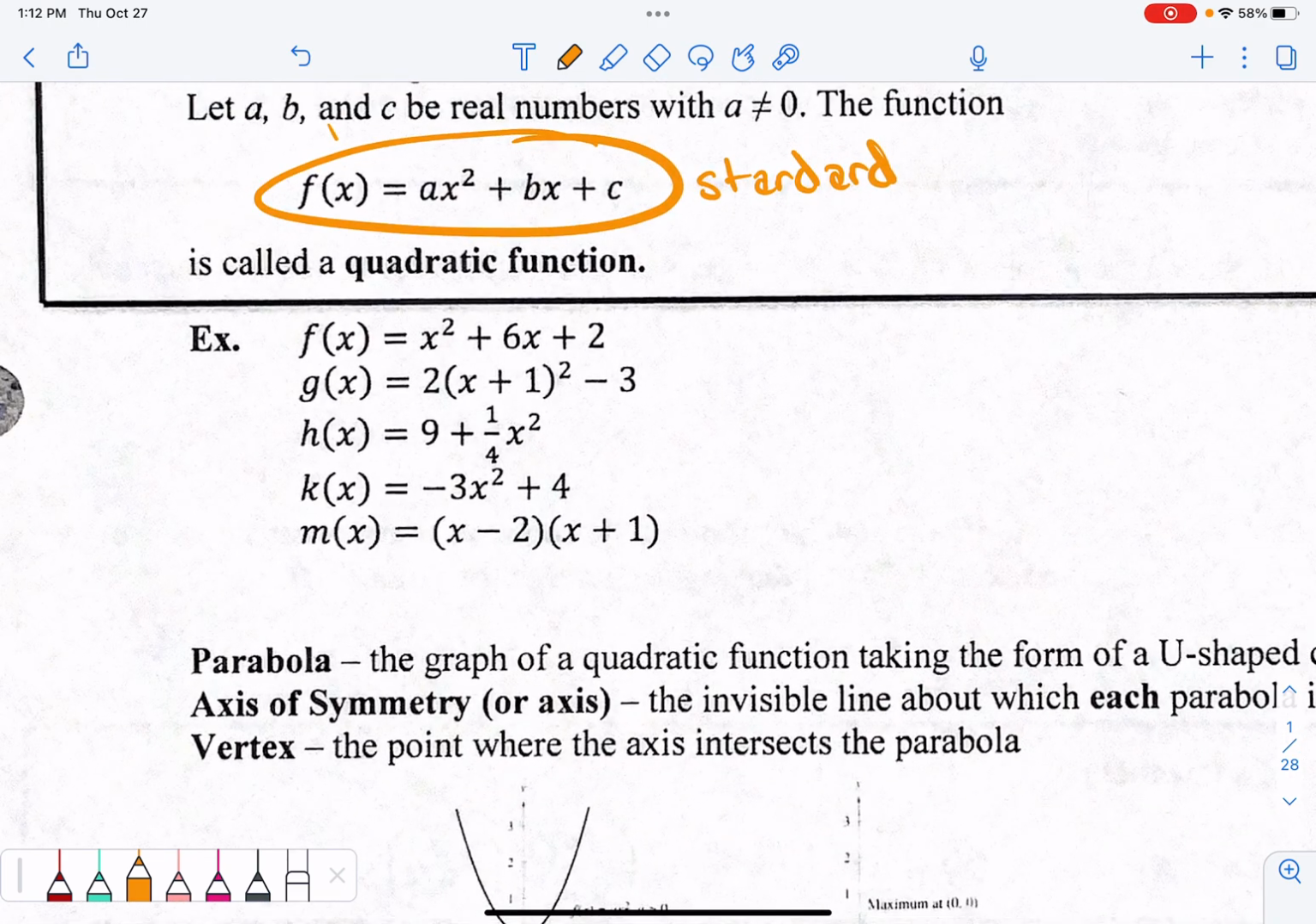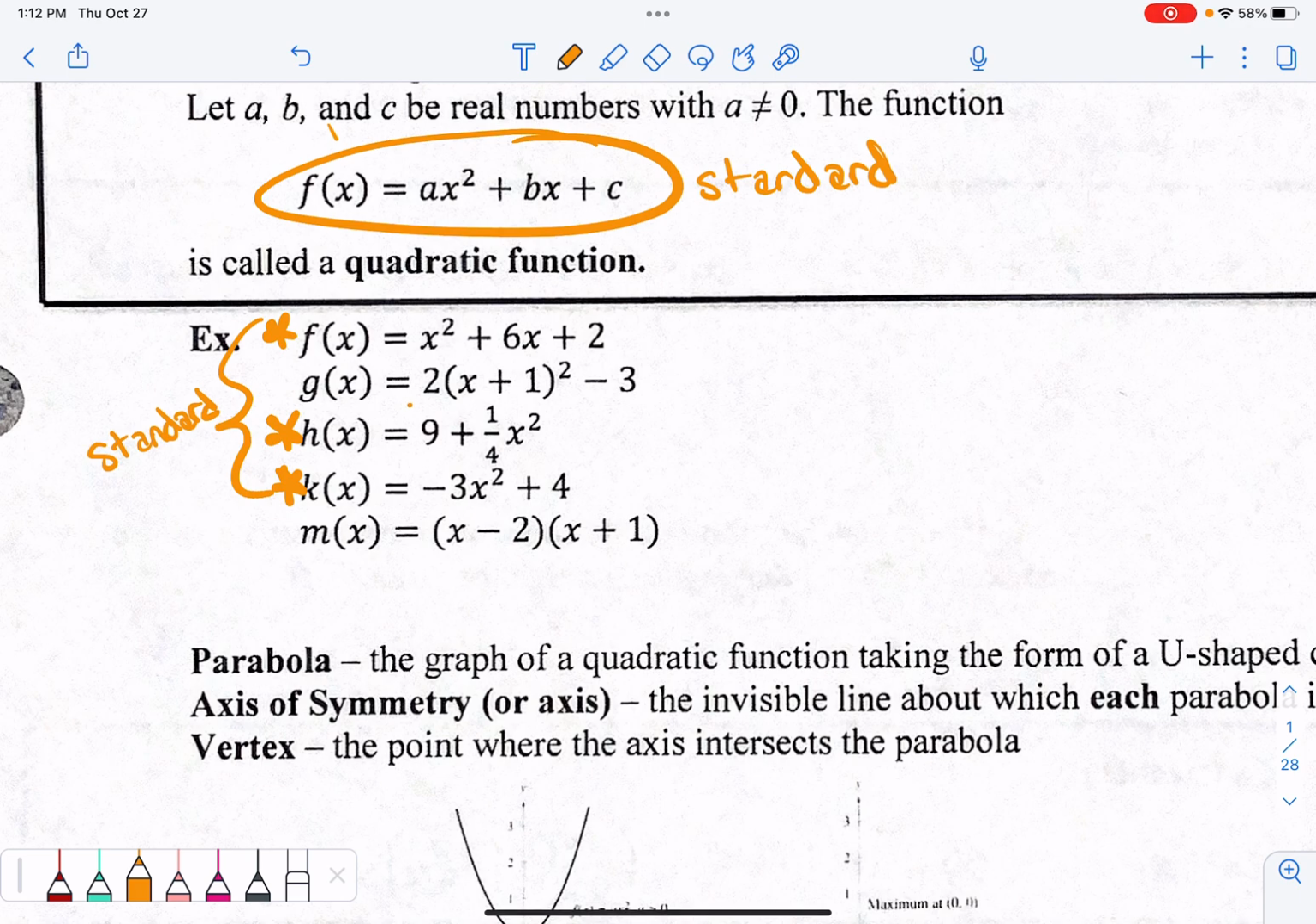All right, so quadratic functions. All of these in this example are quadratic functions. The first one is standard form. So is the third one, and so is the fourth one. These are all standard form.